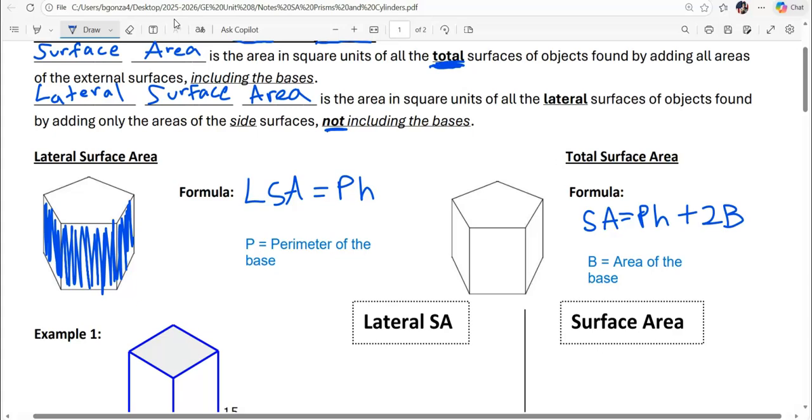And guess what you're going to shade for the total? Total includes the bases. It's total, so it's everything. So go ahead and shade everything here. All the sides. So lateral is only the sides. Total is total.